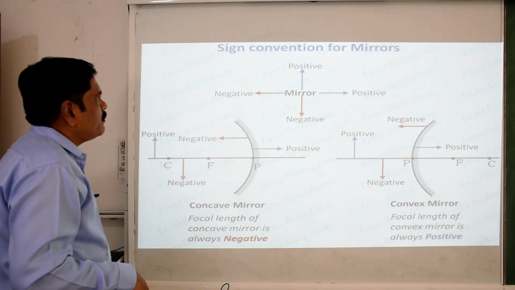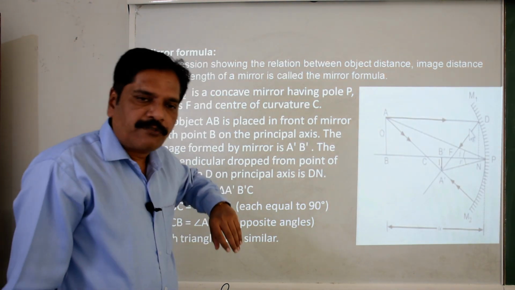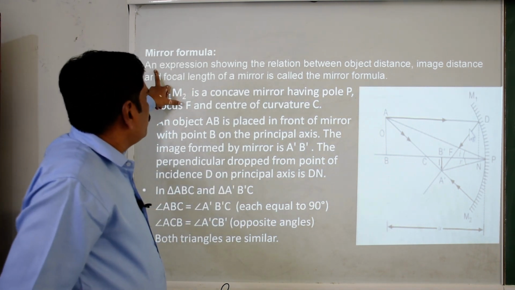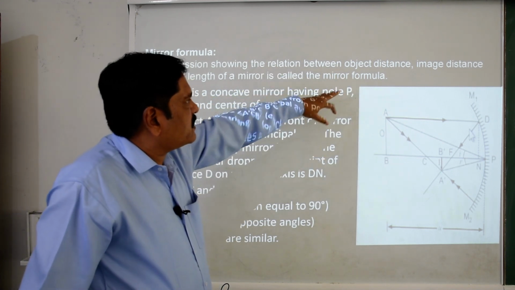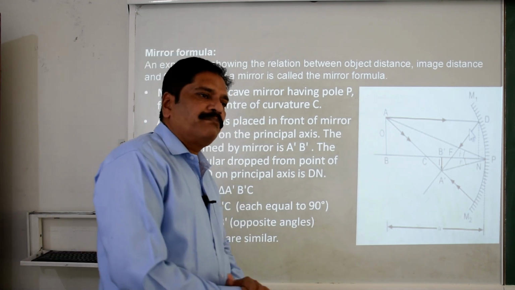Now we are moving forward to derive the mirror formula. First of all, let us define what the mirror formula is. An expression showing the relation between object distance, image distance and focal length of a mirror is called the mirror formula.